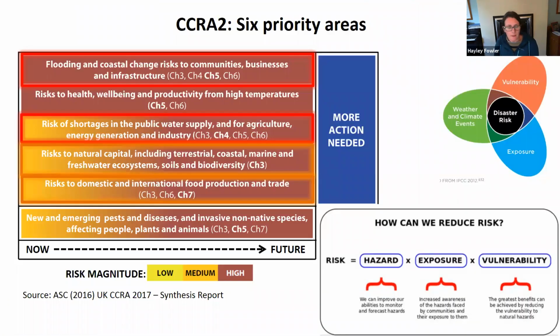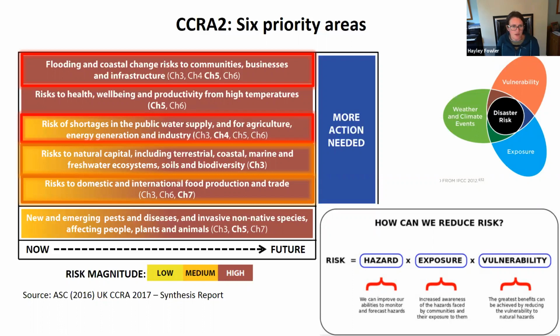So the idea behind this talk is really trying to link the information we've heard from the previous talks on the climate science that we understand in terms of projected changes through to the impacts that we'll hear about in the next panel. So I'd like to start really with the 6 priority areas that were identified in the Climate Change Risk Assessment 2, where more action was needed as a priority moving forwards.